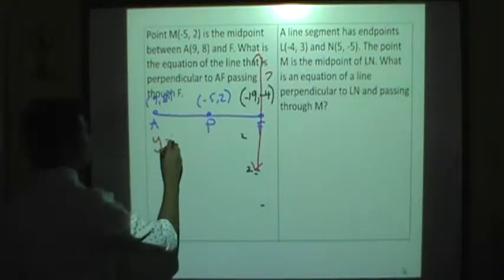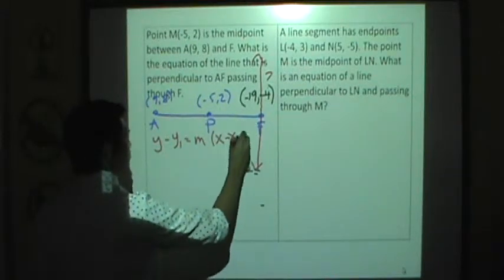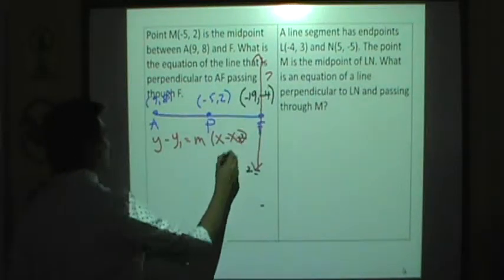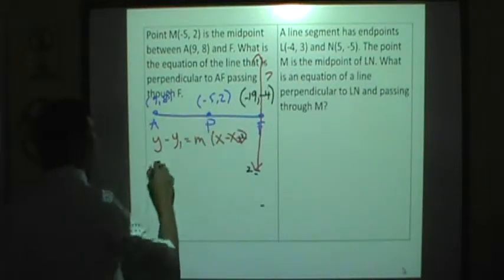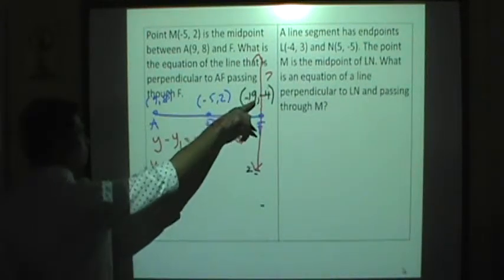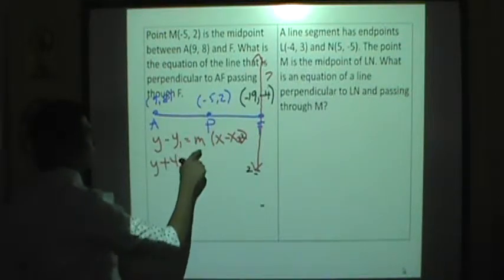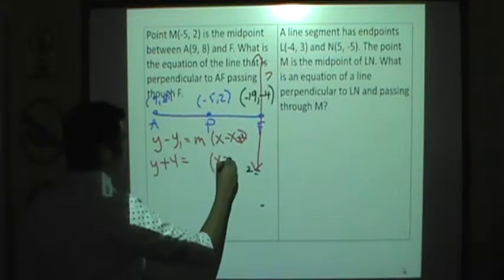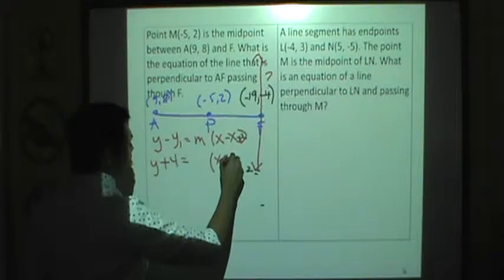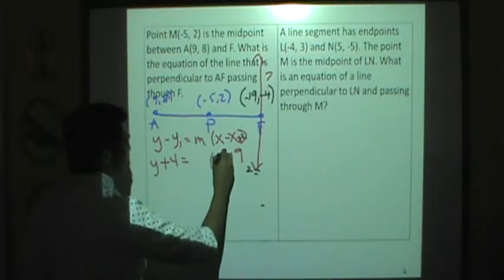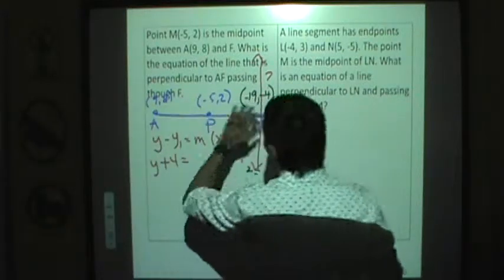y minus y1 equals m times x minus x1. Okay, let's use the first point. Here we got negative 19 for y, negative 4, y minus negative 4 is plus 4. Slope, oh no, we gotta find the slope. That's another piece of work here. Plus 19. It's a lot of work. So let's go ahead and find the slope.